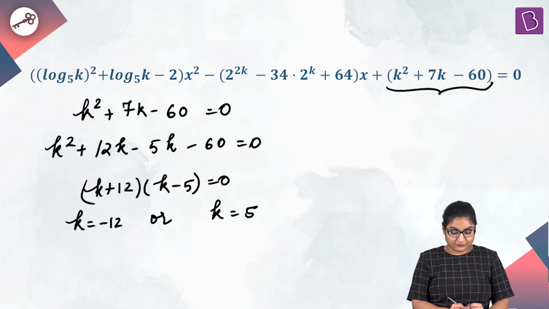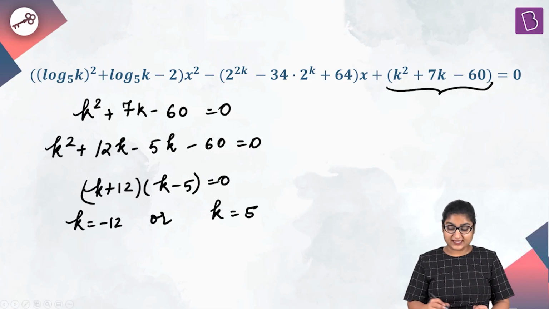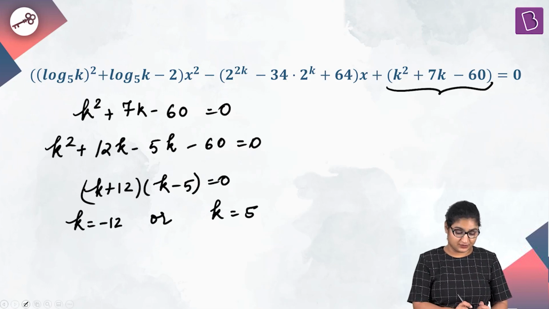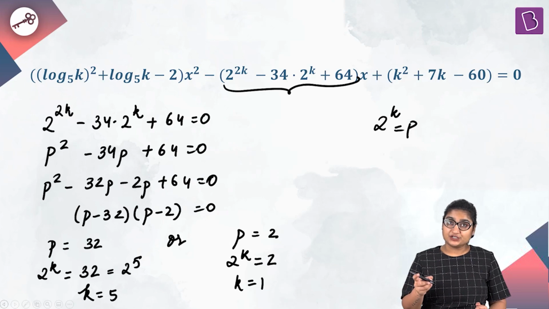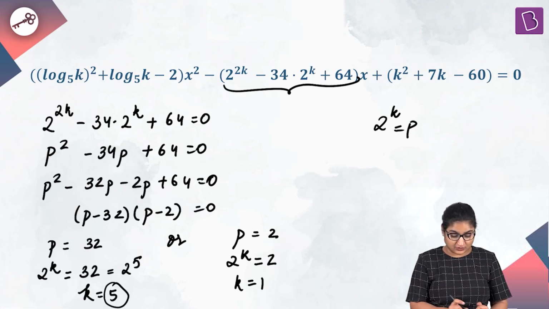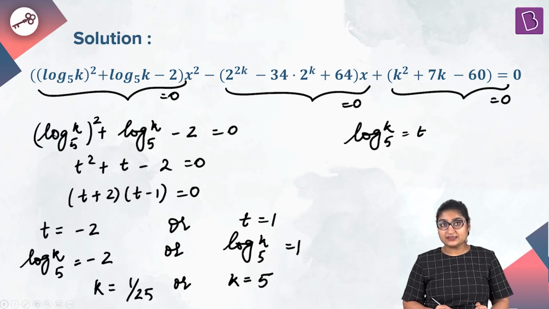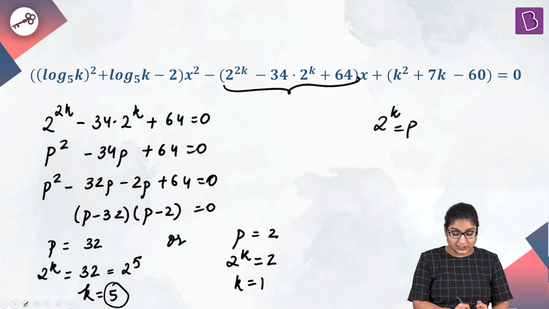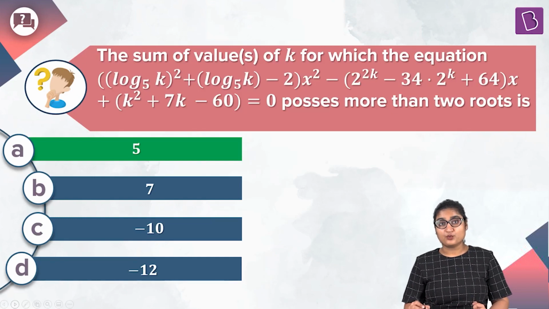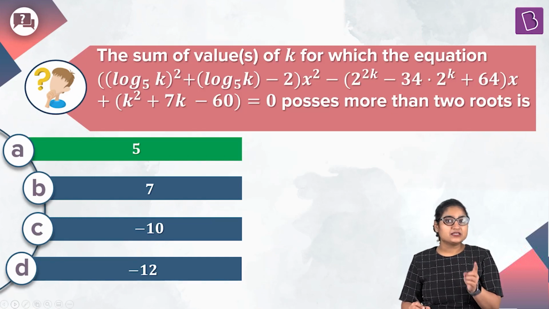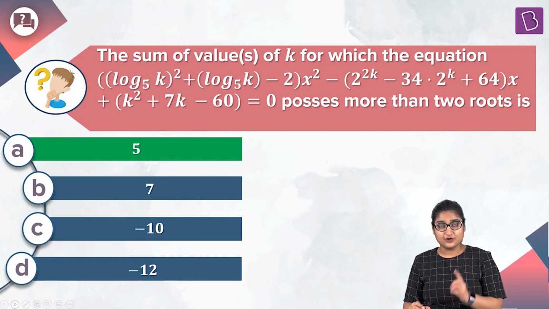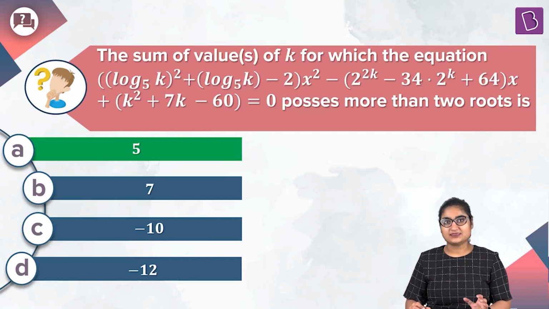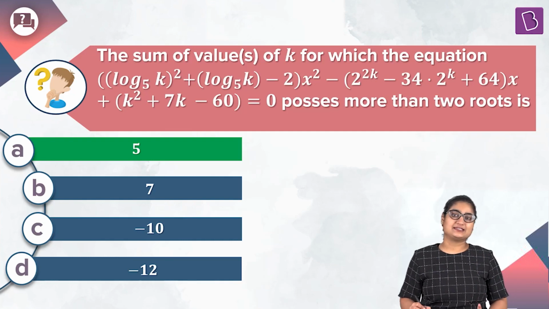Now if you see, for k is equal to 5, we are getting the constant term equal to 0. We are getting the coefficient of x equal to 0. And we are getting the coefficient of x² equal to 0. So k is equal to 5 is the value for which simultaneously three of them, the coefficients of the quadratic, are becoming 0. That means we can say that option A is the correct answer to this question. Alright.